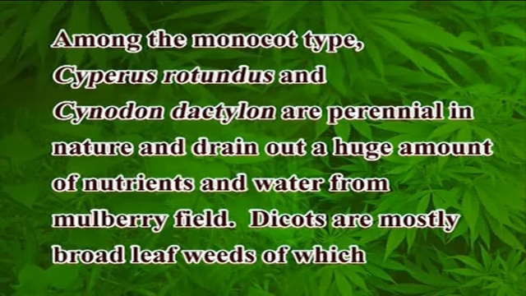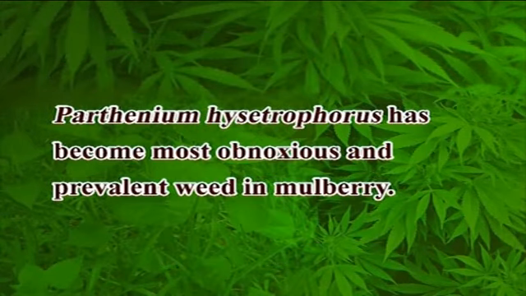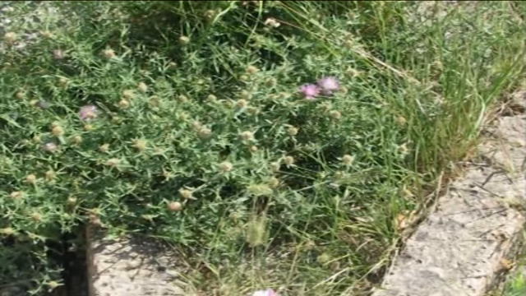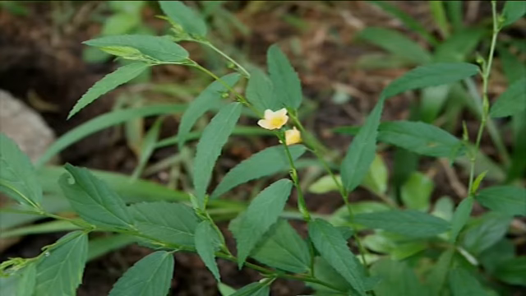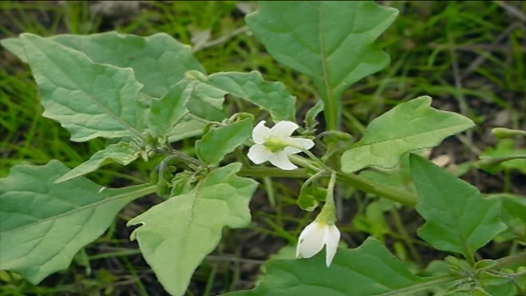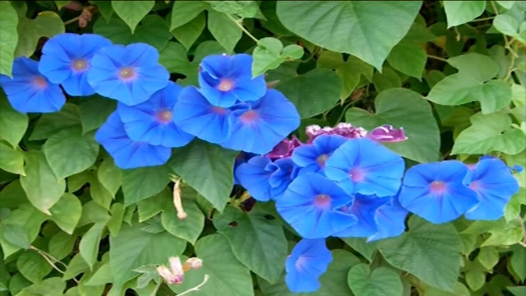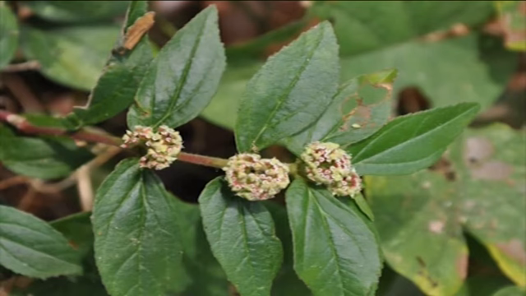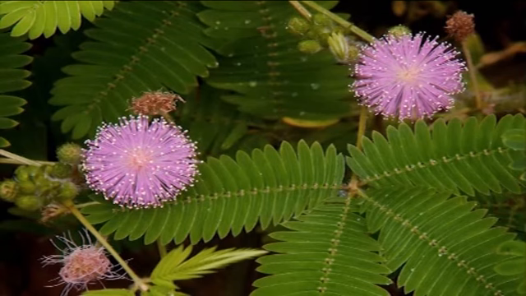Dicots are mostly broad leaf weeds, of which Parthenium hysterophorus has become the most obnoxious and prevalent weed in mulberry. Their control has become more important in recent days. Other most common weeds occurring in mulberry garden are Boerhavia diffusa, Sida acuta, Amaranthus hybridus, Tridax procumbens, Solanum nigrum, Ipomoea indica, Acalypha indica, Euphorbia hirta, Mimosa pudica, etc.